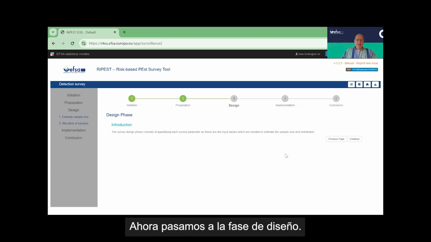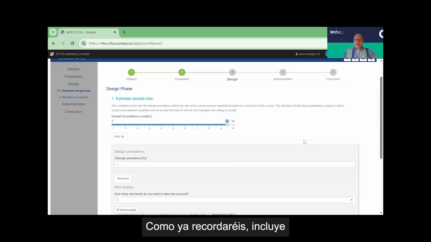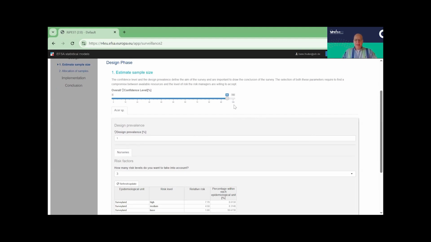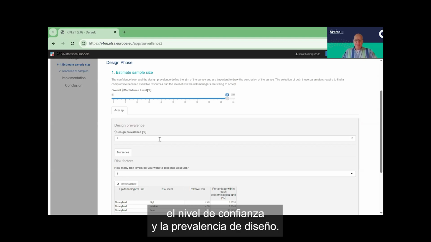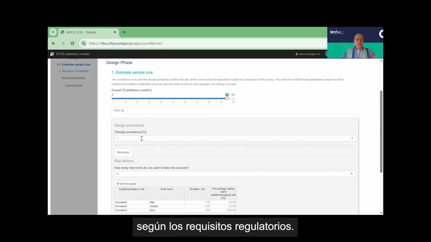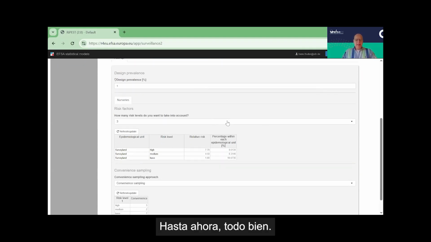So then we are in the design phase. As you remember, this is then the risk factor levels and the confidence level and the design prevalence. Yeah, so we have our confidence level set as 95% according to regulatory requirements, and we are using the proposed 1% as design prevalence. So far, so easy.